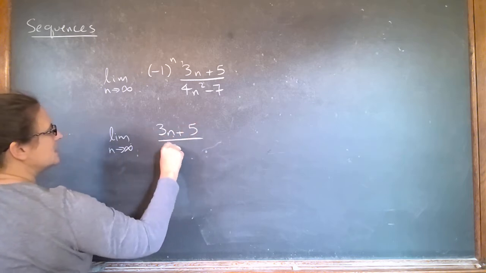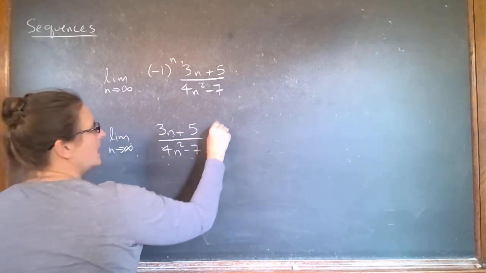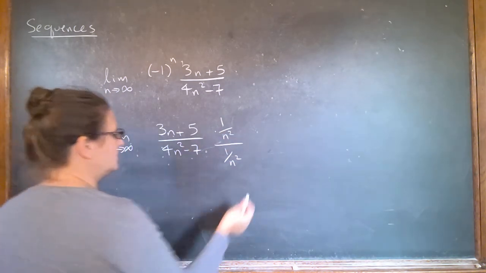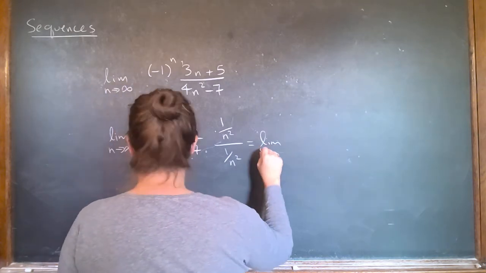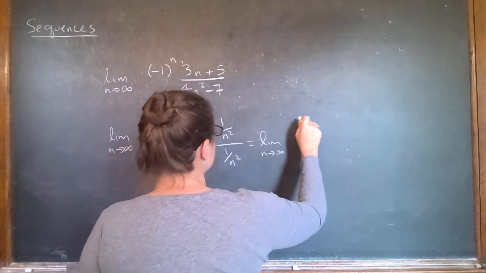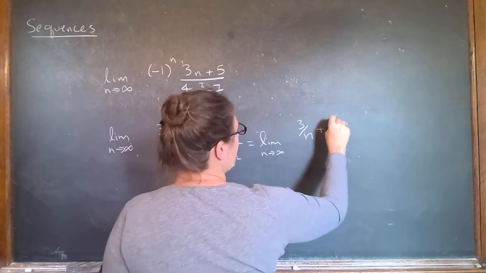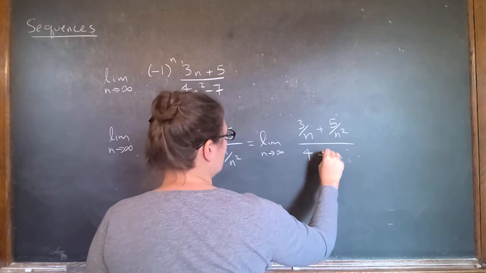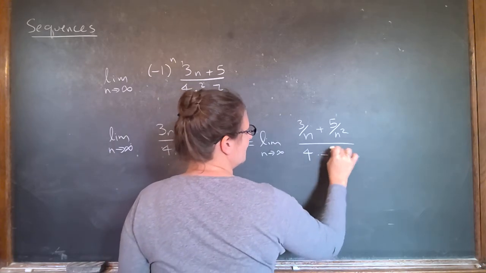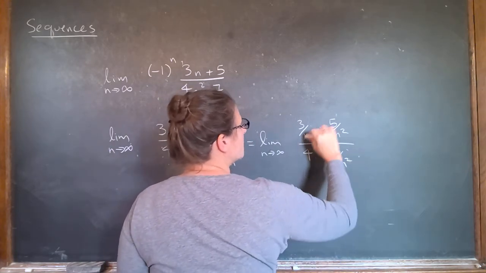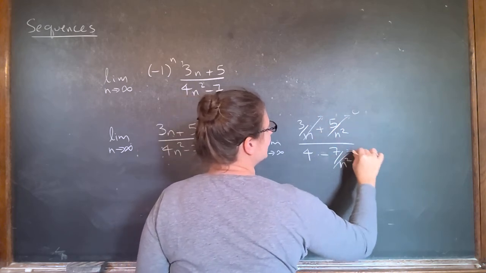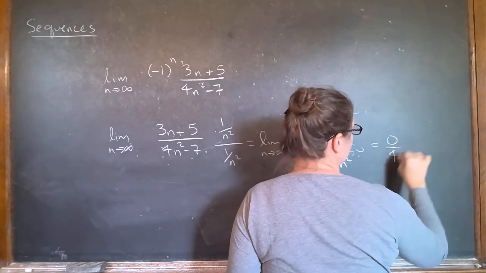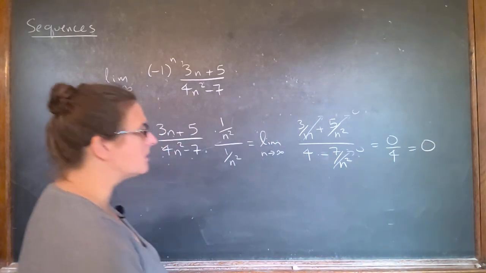If I look at this, I do the same thing. I'm still going to divide top and bottom by the highest power, which is n squared. Remember, that's how we deal with these limits. But then I'm going to have 3 over n plus 5 over n squared over 4 minus 7 over n squared. So everything goes to 0 here except for this 4. So I end up with 0 over 4, or 0. So this guy goes to 0.